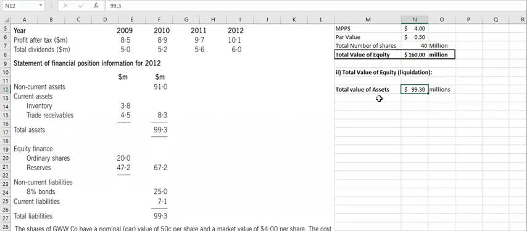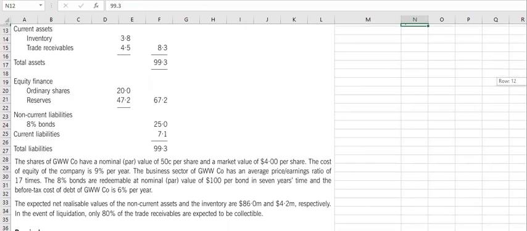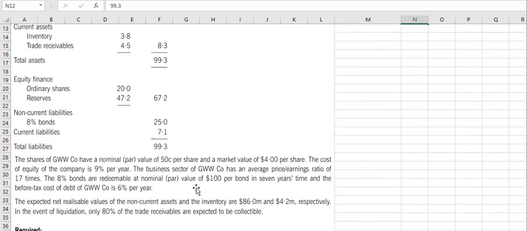Now we need to look at the other information, if there is any appreciation or depreciation in the value of the assets in case the assets are sold. So let's read this information. The cost of the equity of the company is 9%, not relevant at the moment. The business sector of GWW has a PE ratio of 17 times. Again, it's not relevant at the moment. The 8% bonds are redeemable at nominal par value, not relevant again.